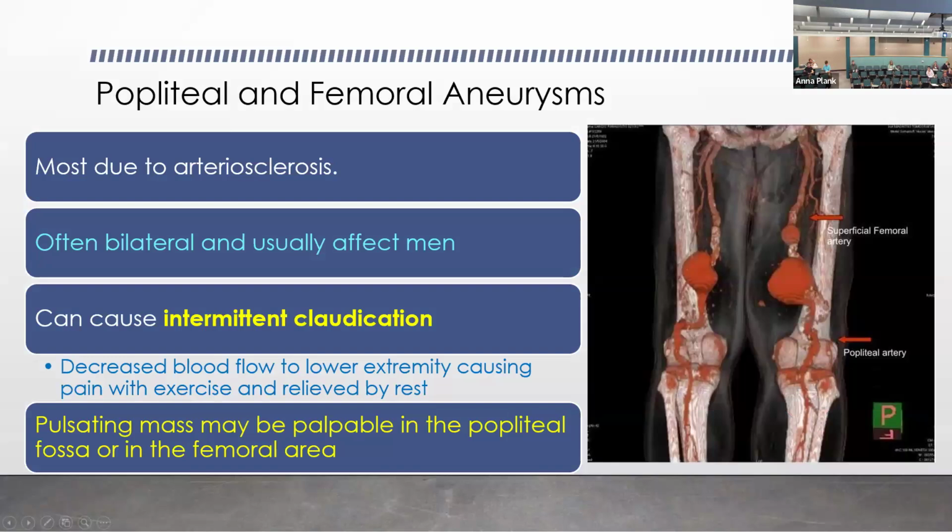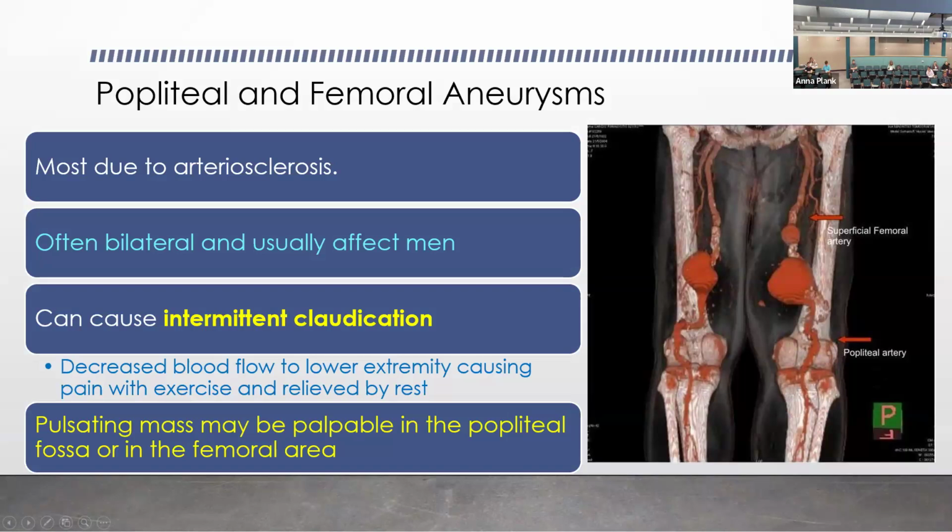We can get them in our legs too. A lot of times with that though, it has more to do with arterial sclerosis. So it's a long way from your heart down. And so they can form down in your femoral artery or down behind your knee. But remember, the perfusion, the pressure, is less as you go down. It's further away from the heart. So they're not as common.